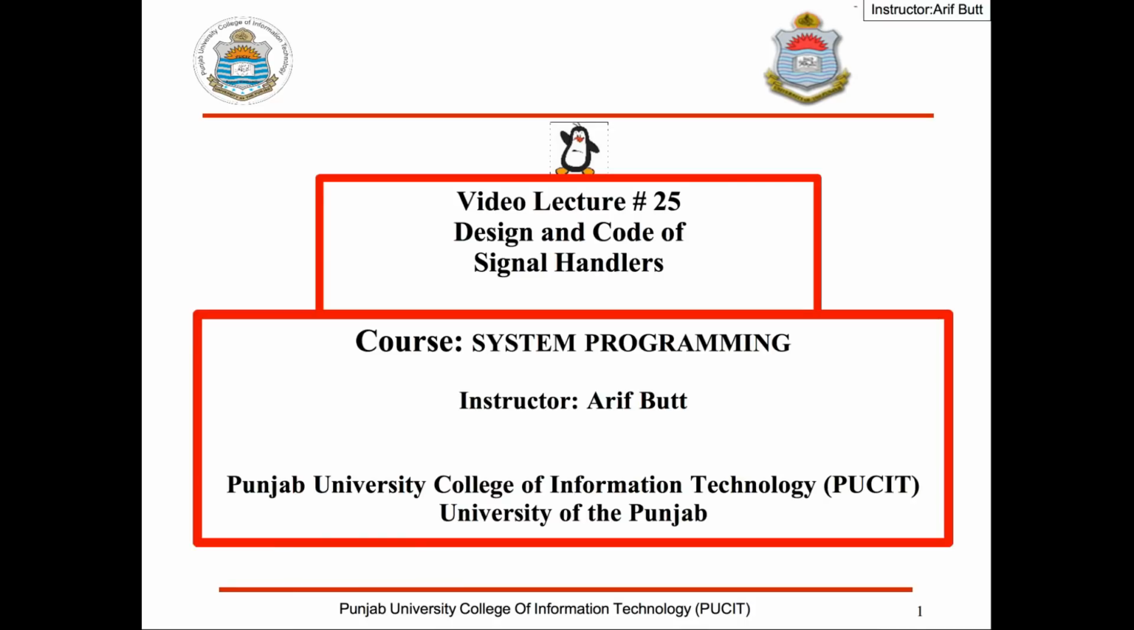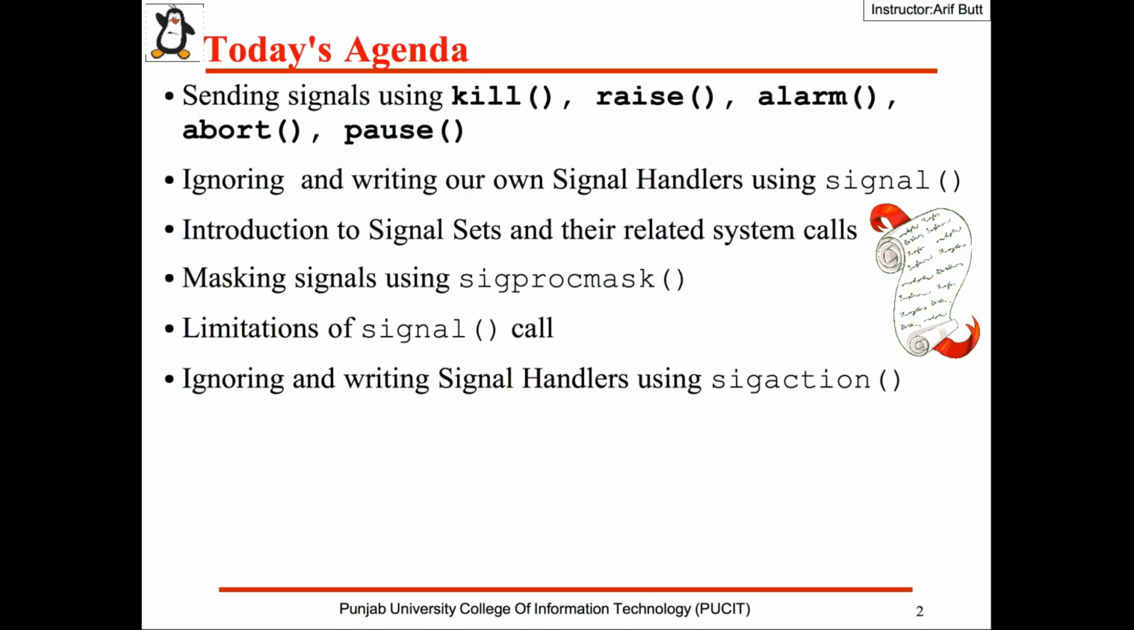Today's session is a continuation of our last session in which we discussed and practically saw the use of signals on the shell. Today we will see how we can send signals, ignore signals, write our own signal handlers and create signal mask for processes from within a C program. Let's start. Well, this is the agenda of today's session.